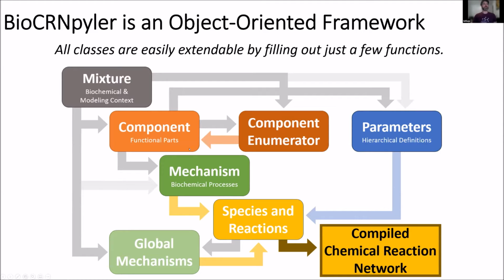There are components, which are functional parts, maybe like a genetic construct or a protein. There are mechanisms, which are models of little sub-CRNs that we're going to use to build a model. And then these things come together to produce species and reactions. Finally, there are parameter classes. There are also component enumerators, which will be talked about later, but they allow components to produce more components, and global mechanisms are a special type of mechanism. What you do when you combine all these things is you get a compiled chemical reaction network at the end.